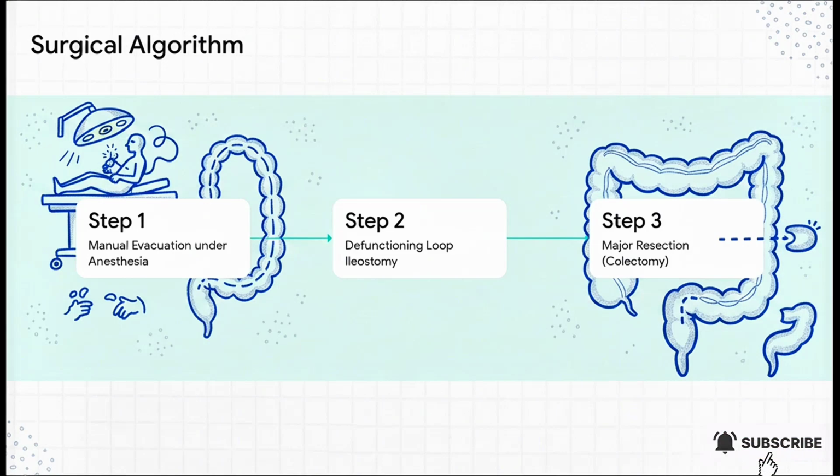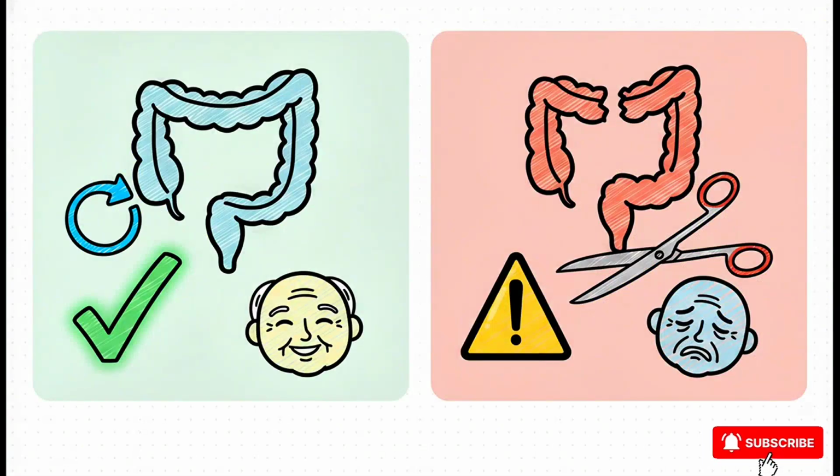If that fails, step 2 is a defunctioning loop ileostomy. And only if both of those fail do we ever even consider step 3, a major resection or colectomy. There's a massive difference between those two surgical backups. A defunctioning loop ileostomy just temporarily diverts the feces. It decompresses the colon, and the best part? It's fully reversible. A major resection, on the other hand, means permanent anatomical changes and usually very poor outcomes for the frail elderly. So for our most vulnerable patients, that reversible route is vastly preferred as a last resort.